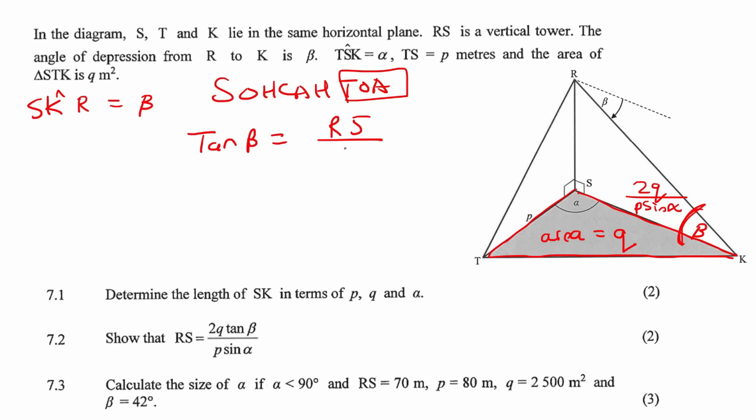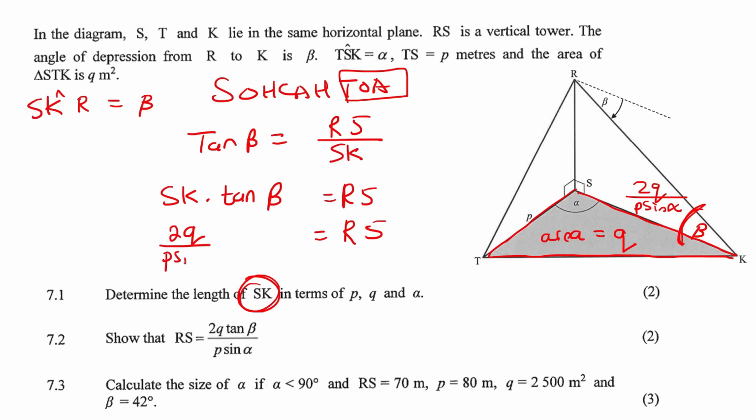SK. Now I know that SK is this, but I don't want to write that the whole time, so I leave it for as long as I can. So I'm going to get RS by itself by multiplying SK up to the other side. Now I will substitute SK in place, which is then 2Q over P sin alpha times the tan of beta. And that's exactly what they have here. So we have RS now as 2Q tan beta over P sin alpha.